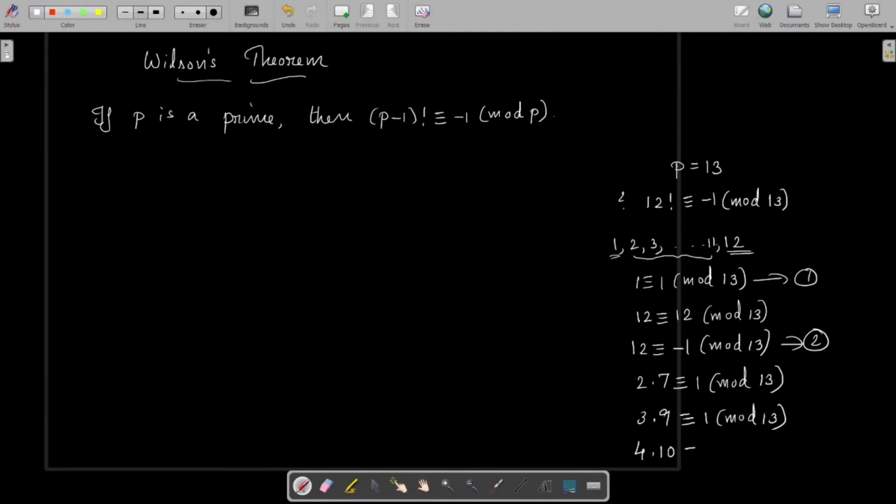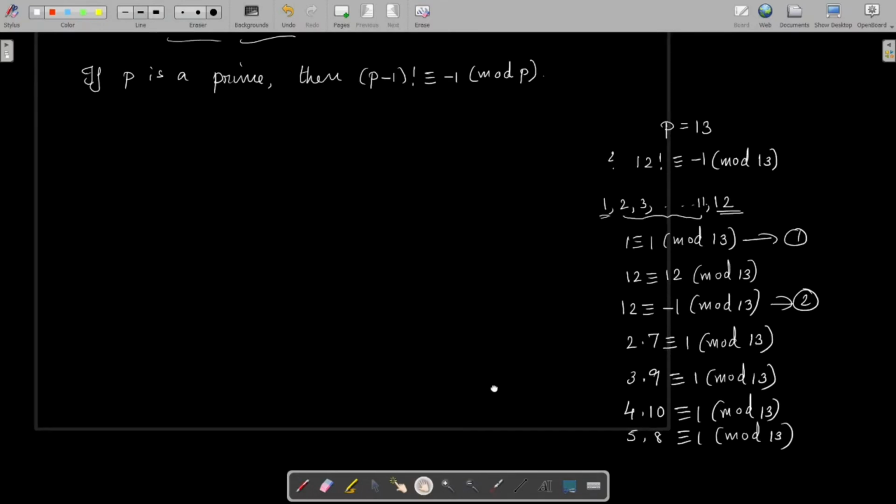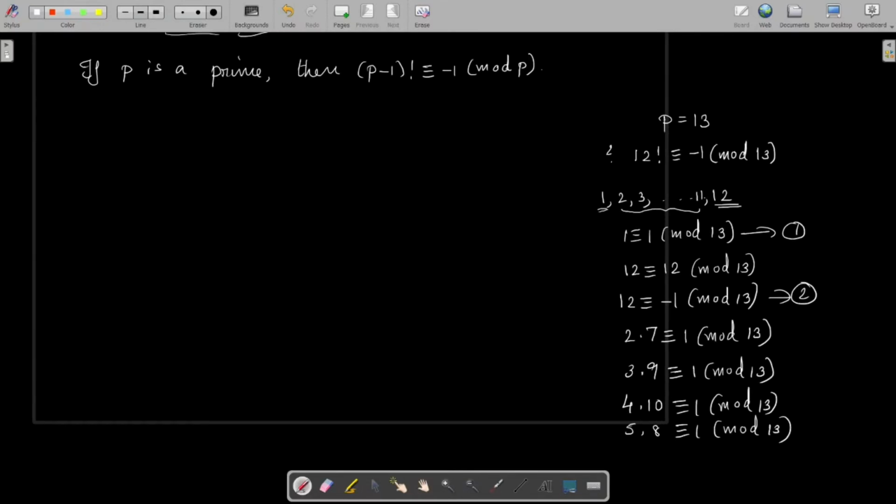Again 4 into 10 is congruent to 1 mod 13. 5 into 8 is congruent to 1 mod 13, because 5 into 8 is 40. 40 minus 1 is 39, which is a multiple of 13. And again 6 into 11 is congruent to 1 mod 13. Here we take pairs of integers from the list 2, 3, etc., 11, and product of each pair is congruent to 1 mod 13. And you can see that here the integers 2, 3, etc., 11 occur exactly once in these congruences.